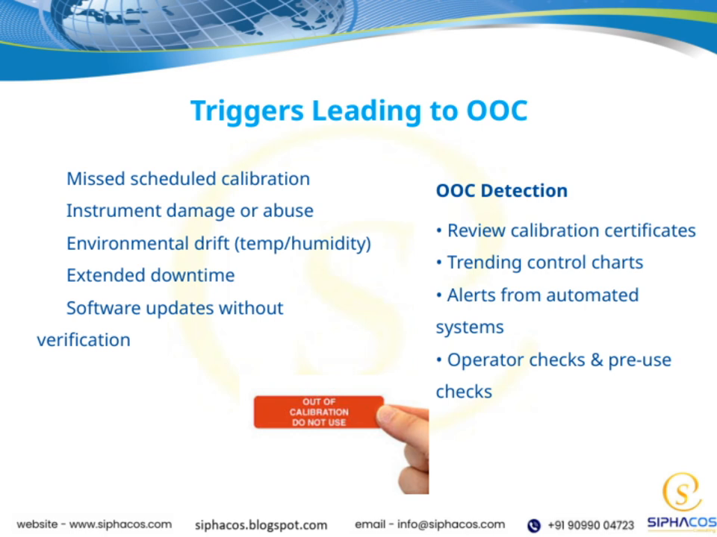Extended periods of downtime might lead to calibration drift if not managed properly. And finally, performing software updates without proper verification can inadvertently introduce errors. Understanding these triggers helps us maintain the integrity and reliability of our instruments, which aligns with our overall goal of ensuring quality and accuracy in our processes.